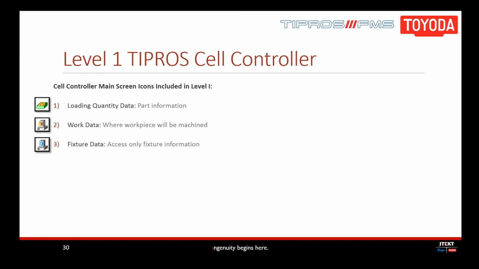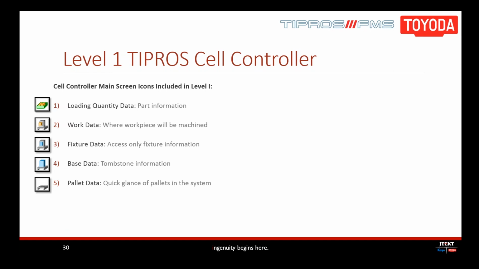3, we have fixture data. In level 1, it's just a name of a fixture that we want to mount a part to. Same as base data, we can give a tombstone a name that we want to mount the fixture and the work to.